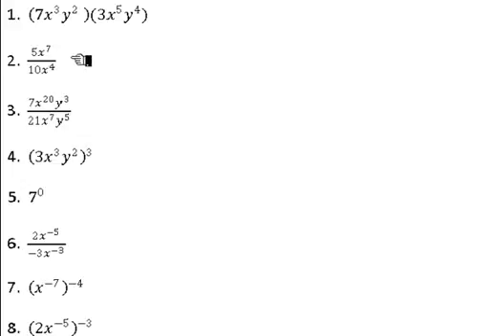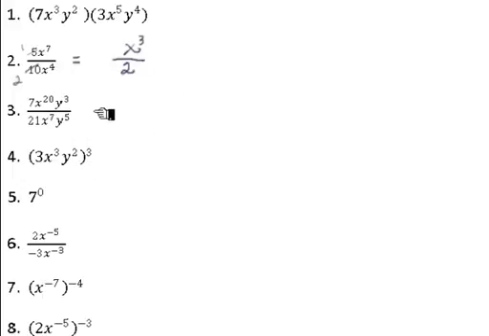In the second example, we're going to use the rule for subtracting exponents. So here we have x to the 7th in the numerator, x to the 4th in the denominator. Subtract those exponents, 7 minus 4, and we get x cubed in the numerator. Now here, we're going to reduce in the usual way, just dividing top and bottom by 5. And so we have a 2 in the denominator.